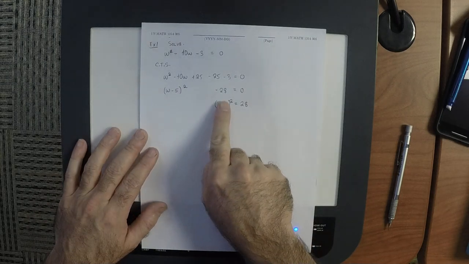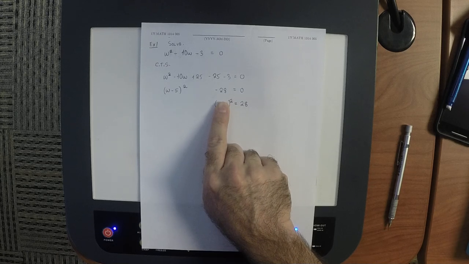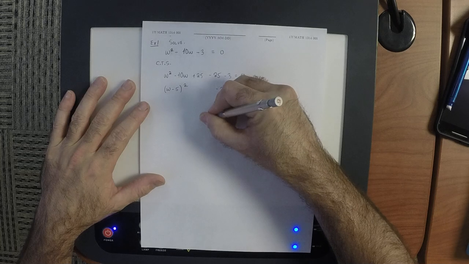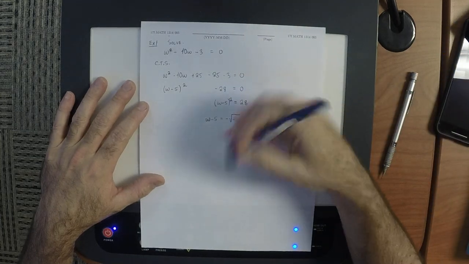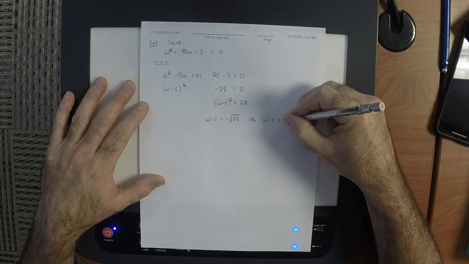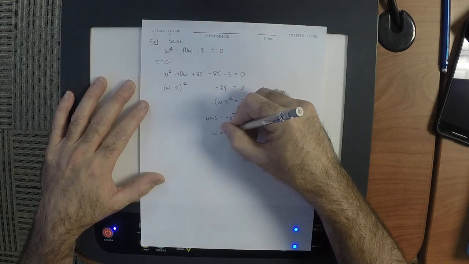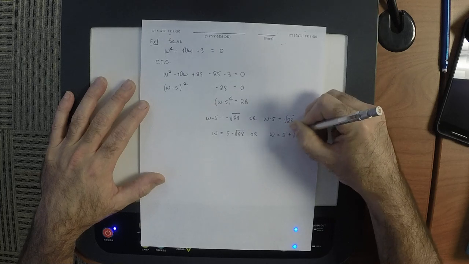So now the structure of this equation is the kind of structure we can deal with, right? This is something squared is 28. And if it said y squared is 28, then what would we be able to say that y must be? Square root of 28, or negative square root of 28. One or the other. So either w minus 5 is negative square root 28, or w minus 5 is square root 28. And then now we can solve for w to obtain that w is 5 minus the square root of 28, or w is 5 plus the square root of 28.